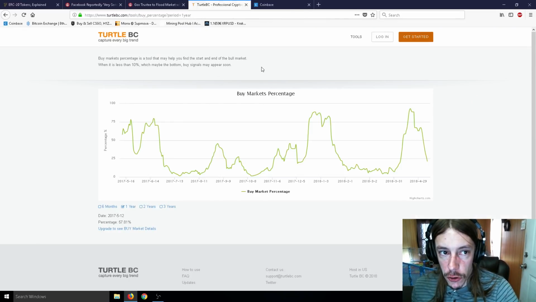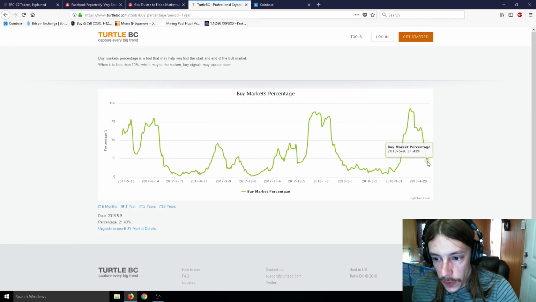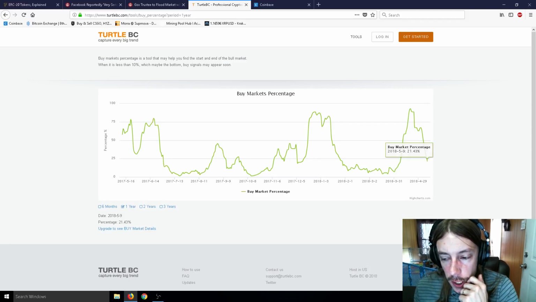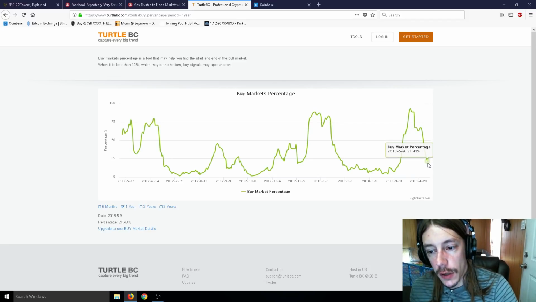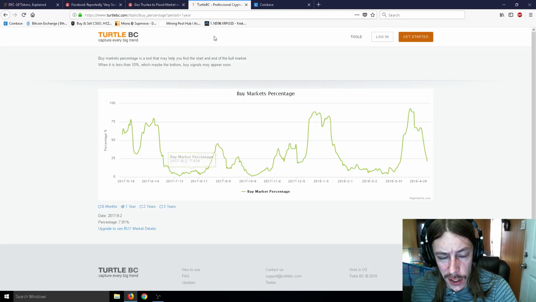So looking at TurtleBC again here, let me refresh this just in case. We are still stuck on the 9th on here. It is currently the 12th. So this chart is sometimes 2 to 3 days behind, depending on when it updates. I'm not exactly sure of the time it updates.